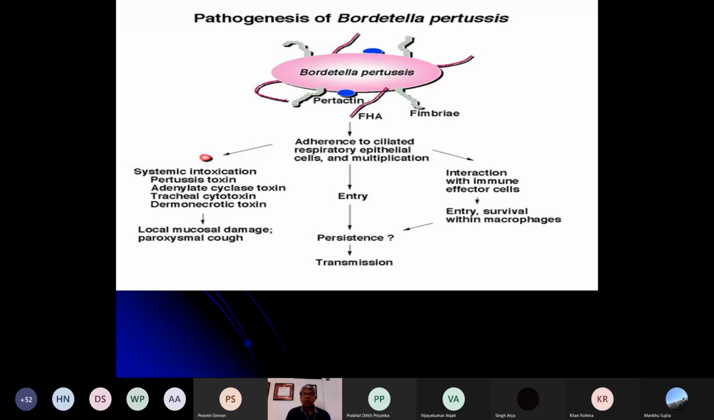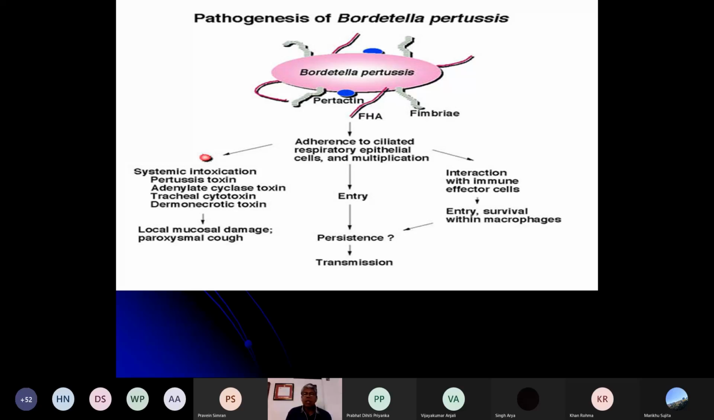All these things help in attachment to the cilia, and from there the organism may enter the macrophages, and once inside the macrophages, it doesn't get killed by the macrophage, so it can survive for a long duration, multiply over there, break the macrophage, and go out and invade other epithelial cells. So persistence and transmission is dependent on its ability to evade phagocytosis, grow inside the macrophage, and be thrown out from the body along with the cough to spread into the environment and to other persons.